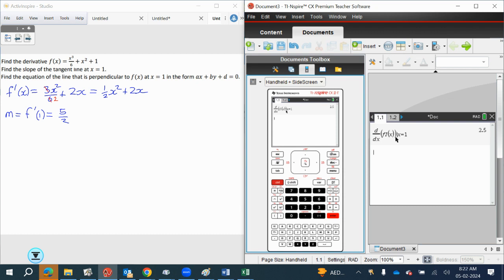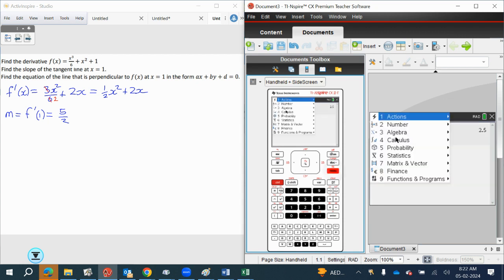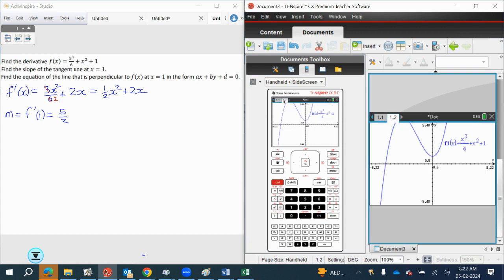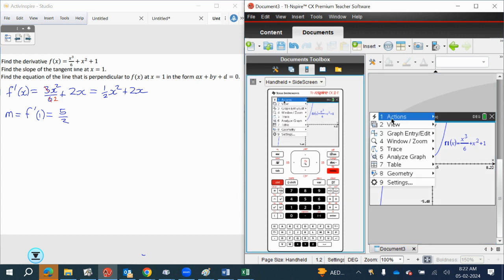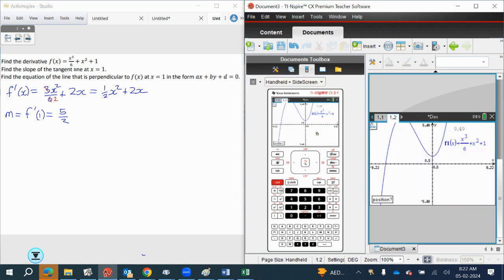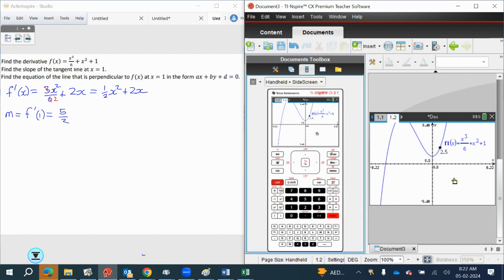This is 2.5. You want it as a fraction. So menu 2 turns it into a fraction. Other ways to calculate it: over here, we can calculate it as well. Analyze graph, find the derivative at any position. We want to type in 1, 2.5.